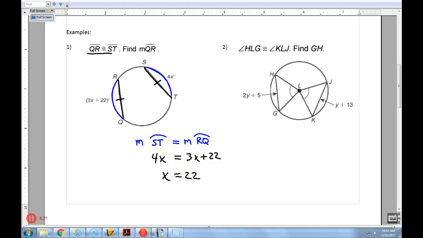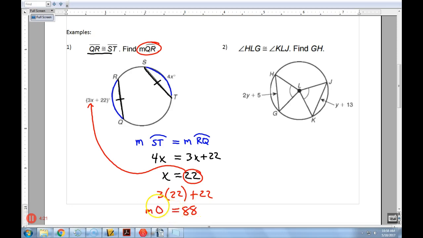I'm not quite done yet because they actually want me to find out how long QR really is. Since QR or RQ is 3x plus 22, I need to plug this number in right there. So 3 times 22 plus 22 is 66 plus 22, which comes out to 88 as the measure of QR or RQ. I could write it however I want. So just a little bit of algebra there.